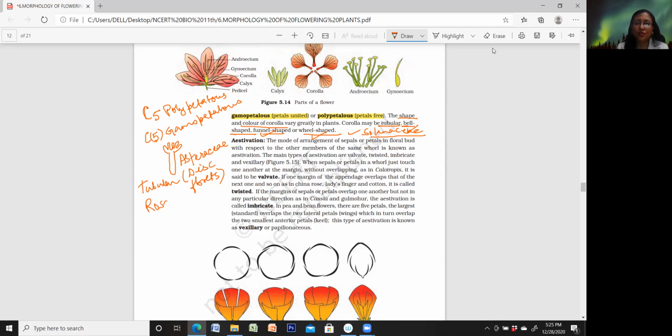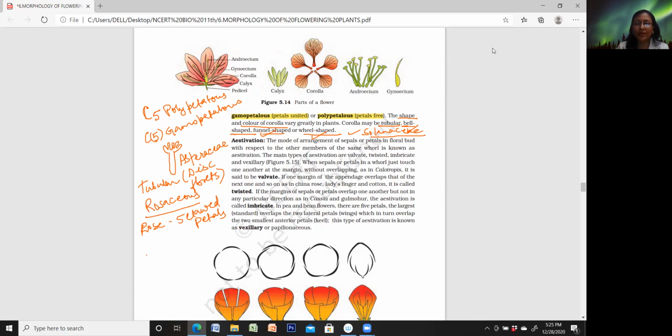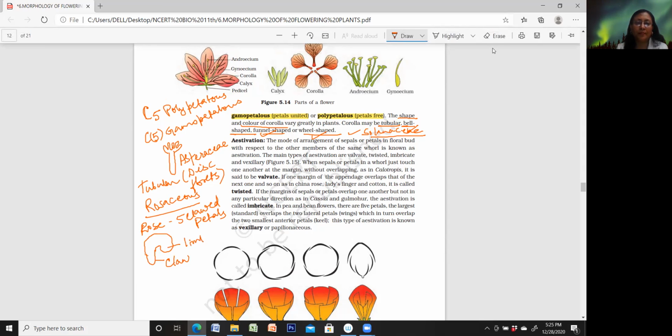There are more shapes of flowers, like rosaceous. Rosaceous is a condition of the corolla found in rose, where there are 5 clawed petals. Now, if you ask what are claws, if you take out one petal of the rose, you'll see it has a broad part like this, but a small claw like this. This is the claw, and this is the limb. So we call them clawed petals, 5 clawed petals.